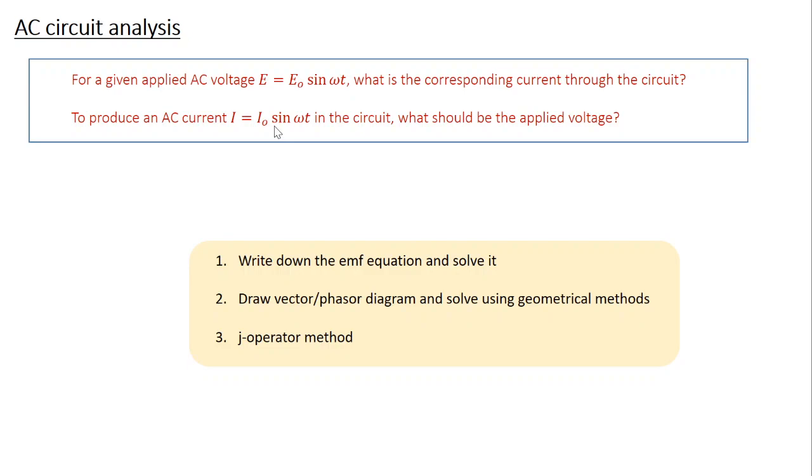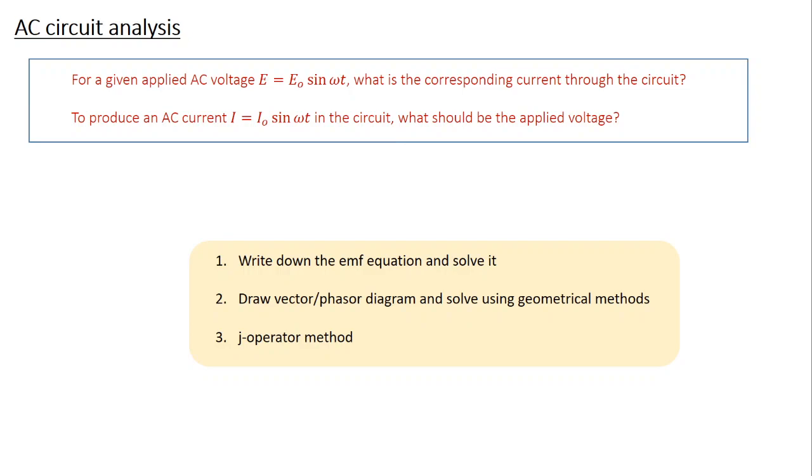Whenever you are analyzing an AC circuit, the fundamental question you are asking is either for a given applied AC voltage E equal to E naught sine omega t, what is the corresponding current flowing through the circuit? Or you can ask the converse question, to produce an AC current I equal to I naught sine omega t in the circuit, what should be the applied voltage? So this is what we mean by AC circuit analysis. For a given voltage, what is the current? Or for a given current, what should be the voltage?